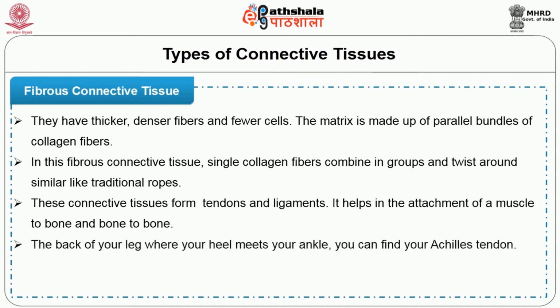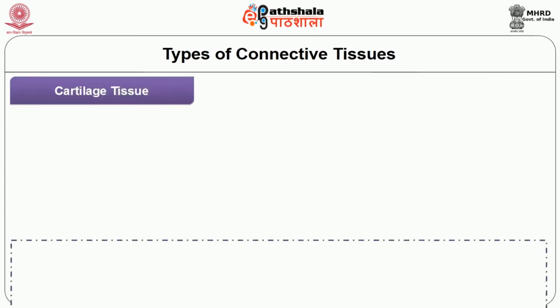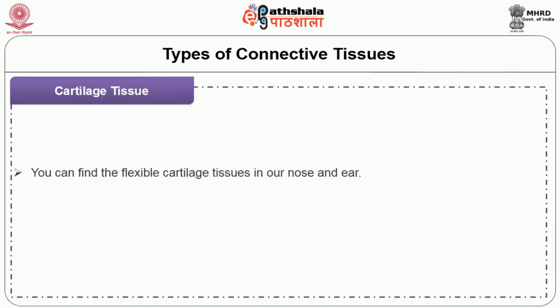At the back of your leg, where your heel meets your ankle, you can find the Achilles tendon. You can also feel that it is firm and tight. It is important to have strong connections between muscles and bone for our body to move properly. The third type is the cartilage tissue. You can find the flexible cartilage tissues in our nose and ear.